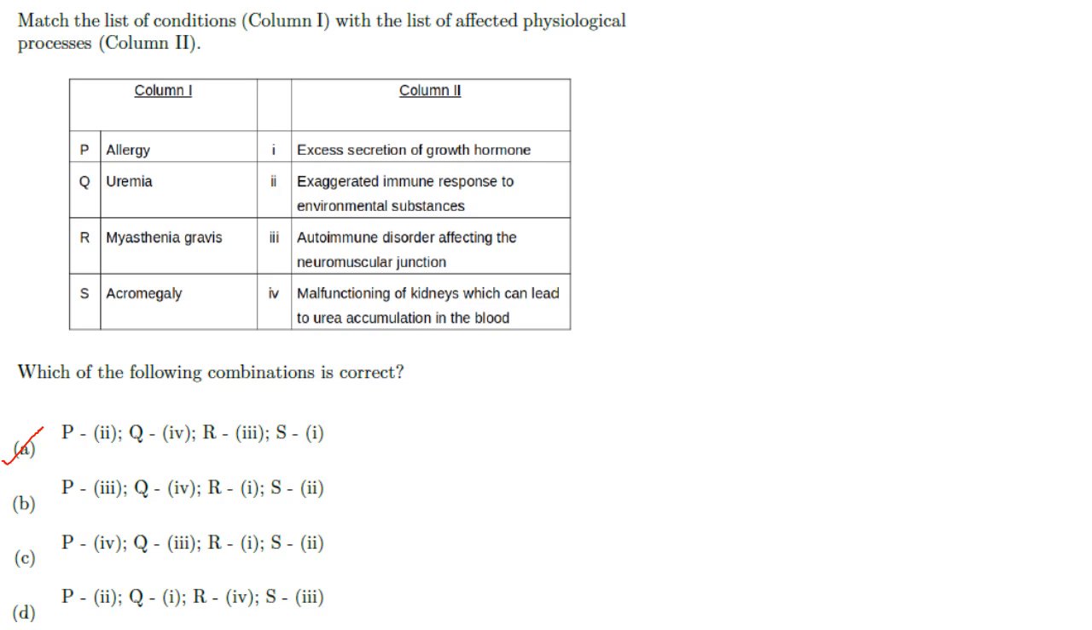Q4. Myasthenia gravis. It is a chronic autoimmune disorder that affects the nerve-muscle connection, leading to muscle weakness and fatigue. So R will be 3. It is an autoimmune disorder affecting the neuromuscular junction. Acromegaly. Next one. It will be due to the excess production of growth hormone by the pituitary after normal growth has stopped. So S will be 1. Excess secretion of growth hormone. So the answer here is option A, that is P2, Q4, R3, S1.